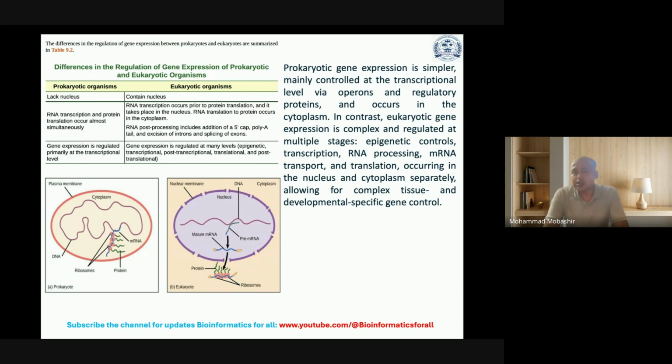The figure shows the prokaryotes as well as eukaryotes gene expression and the presence of different molecules in different parts of the cell. Prokaryotic gene expression is simpler, mainly controlled at the transcription level by operons and regulatory proteins, and occurs in the cytoplasm. In contrast, eukaryotic gene expression is complex and regulated at multiple stages. Epigenetic controls, transcriptional, RNA processing, mRNA transport, and translation occurring in the nucleus and the cytoplasm separately, allowing for the complex tissue and developmental specific gene control.